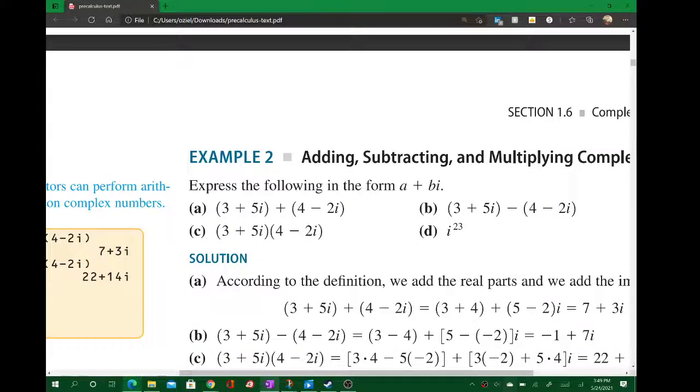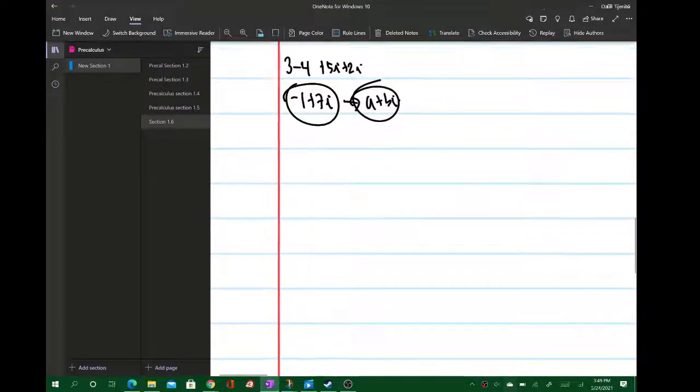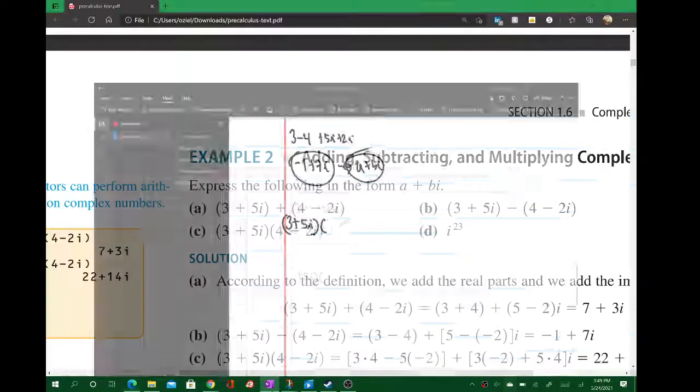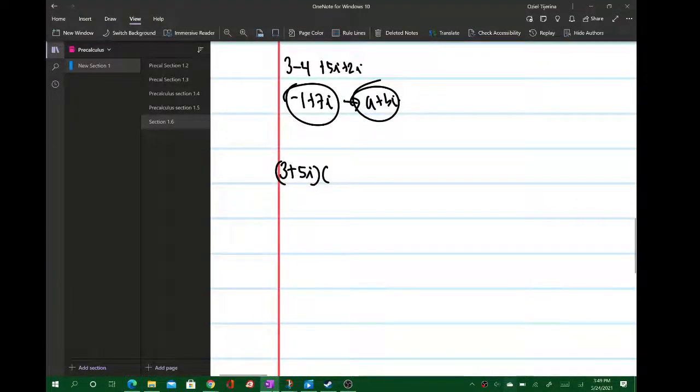And then there's multiplication. 3 plus 5i. And this is a very fast review, guys, but that's because we went over this in college algebra.